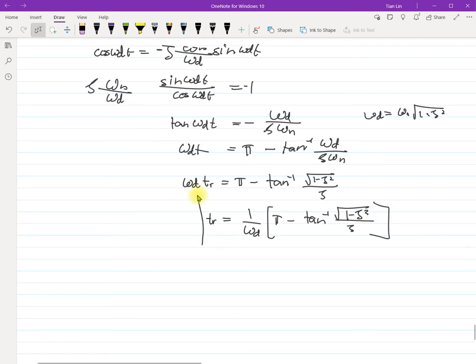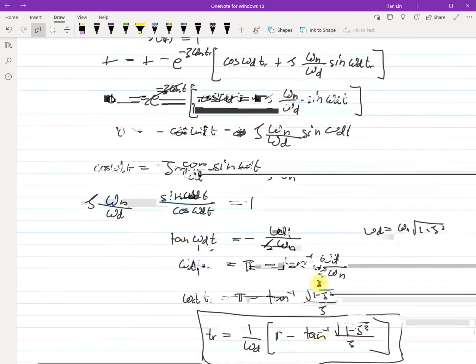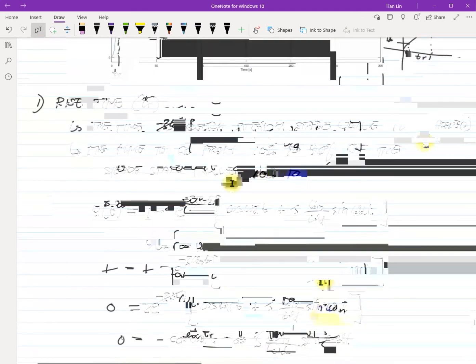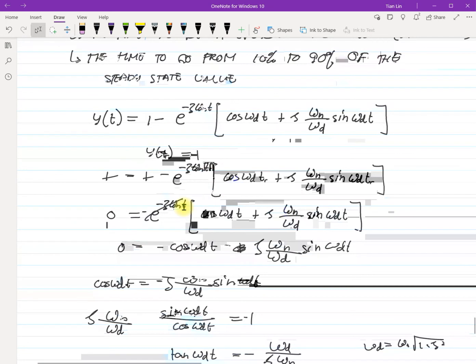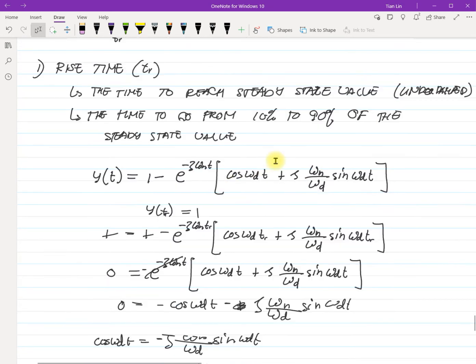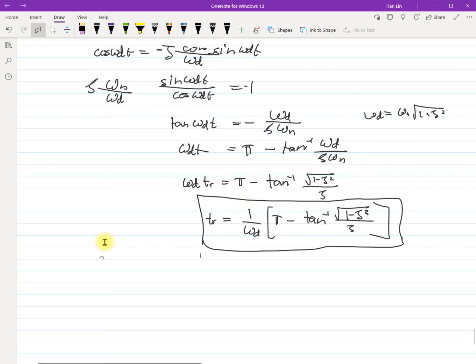So this is now the formula for the rise time for an underdamped system. For overdamped, you need to substitute 10% and also 90%, then solve for t. Just like what we did here. Instead of 1, you will be substituting 0.1 and 0.9. Then solve for t at 0.1, solve for t at 0.9. So for overdamped.